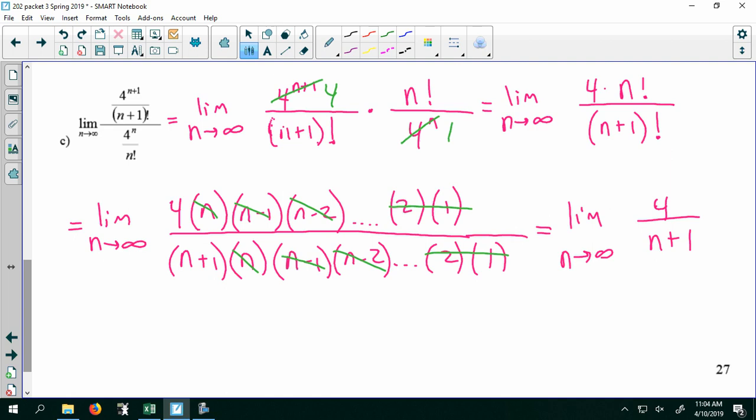What happens as n goes to infinity? It goes to 0. Yeah, because the denominator is going to get really, really big, which means the value of the fraction gets really, really small. So my limit is 0.